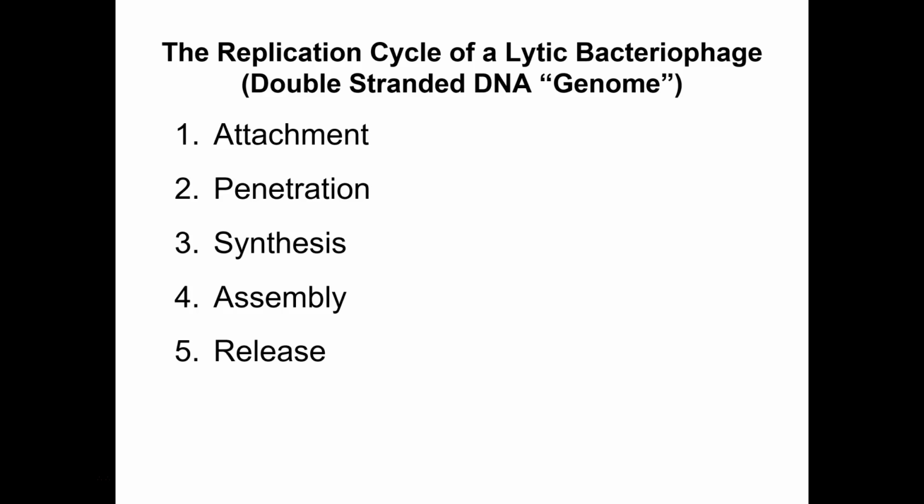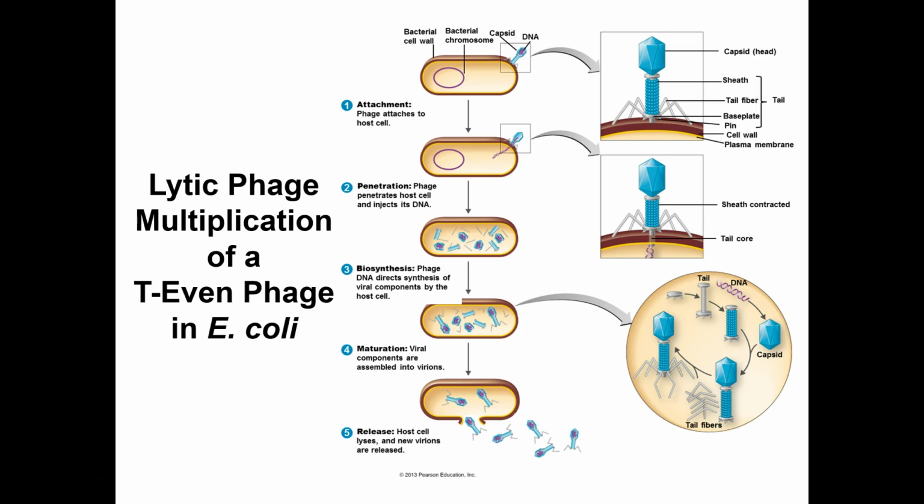Alright, so looking at the lytic cycle first, we'll start with looking at the overview. There are 5 basic steps to how a lytic cycle occurs. So, to start, we have attachment. The virus uses its spikes to attach to something on a host cell surface. Next step is penetration. Like an evil little syringe, the virus injects its DNA into that bacterial cell.